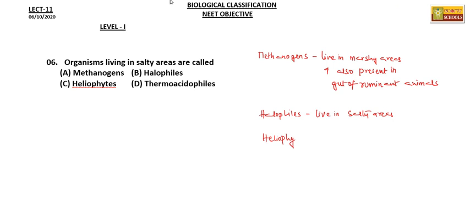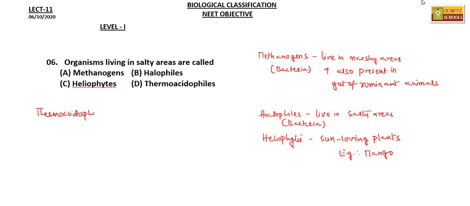Then coming to heliophytes. Heliophytes are sun-loving plants, for example the mango plant. So the halophiles and the methanogens are bacteria, whereas heliophytes are sun-loving plants.